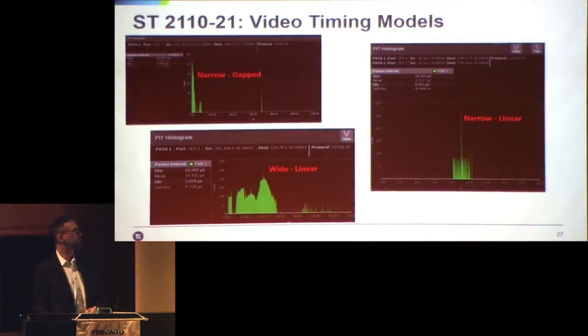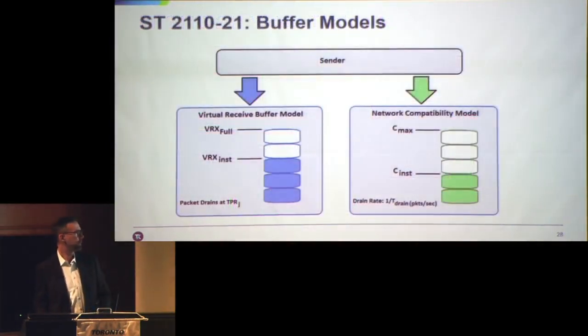There's an example on the upper left of a narrow gapped model. You see it's a very tight sort of spike, meaning not very much jitter. And there's some of the packets related to the gapped model. We have on the right side there a narrow linear one, where it's pretty much mostly probable it's the spike in the center, but there's a little bit of jitter, because down low means less probable. The taller the spike, the more probable it is for that time in that place. And then there's a wide linear, it's spread all over the place there.